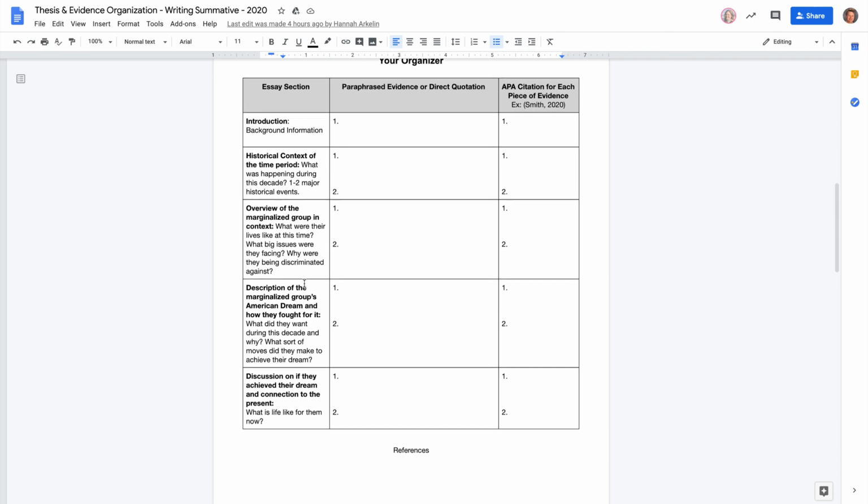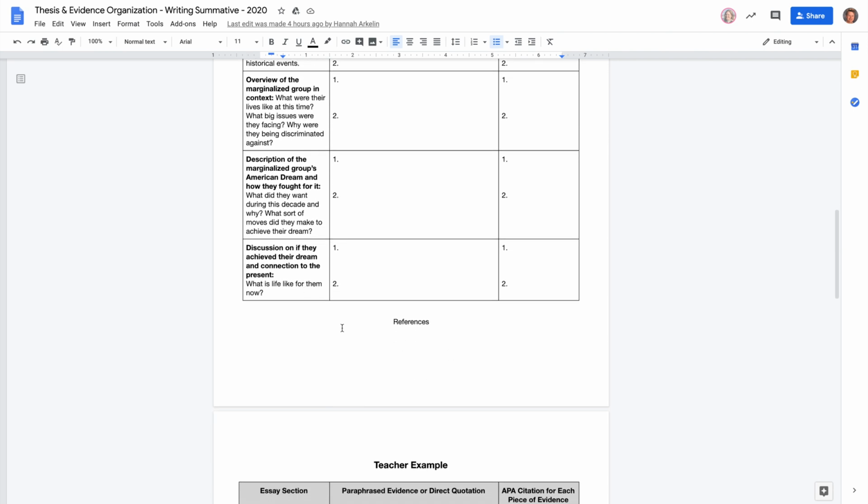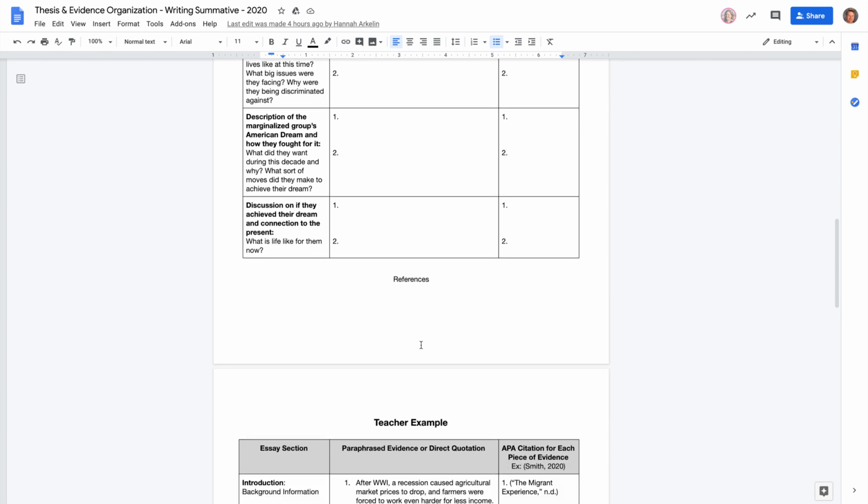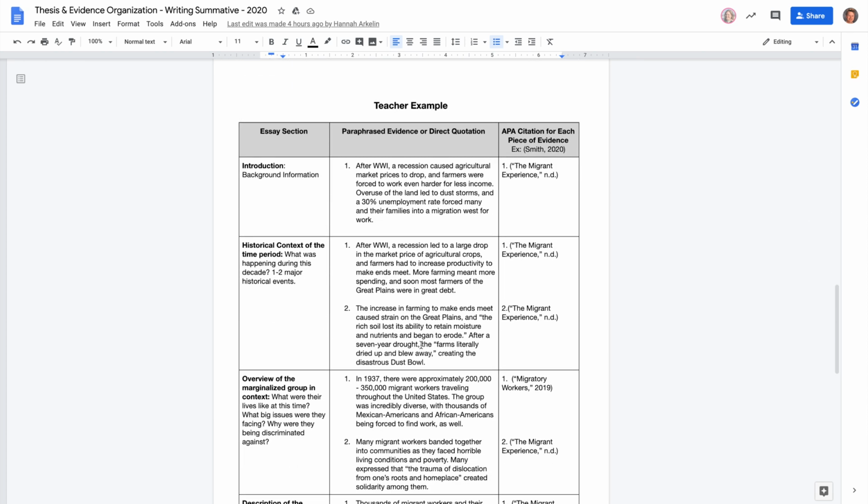The other thing you have to recognize is that there is a space for references at the bottom. So you also have to put that bibliography you created on Monday in there as well, okay? And I'll show you what that looks like. So here's the teacher example just below that on the next page. You can see how we would set this up.